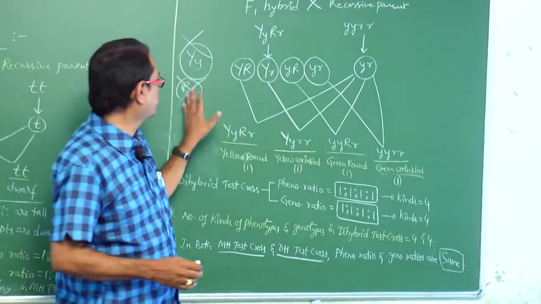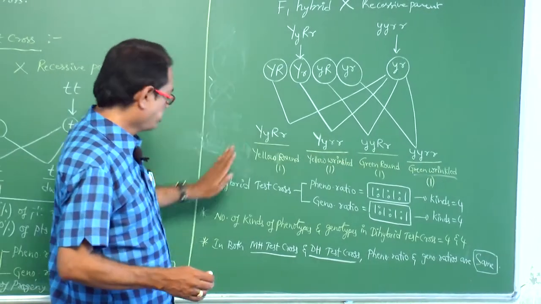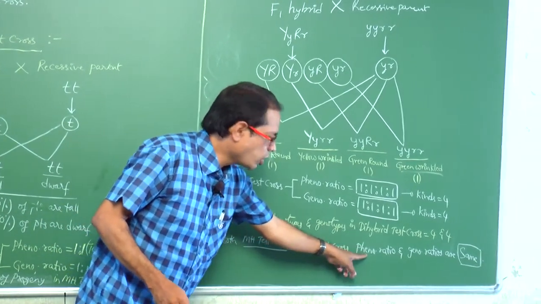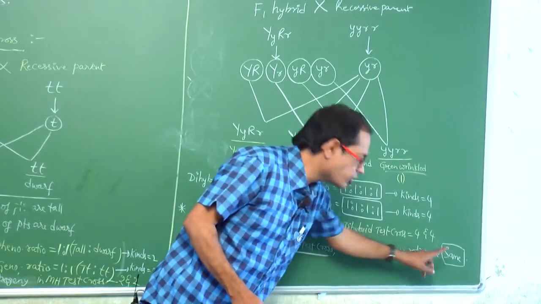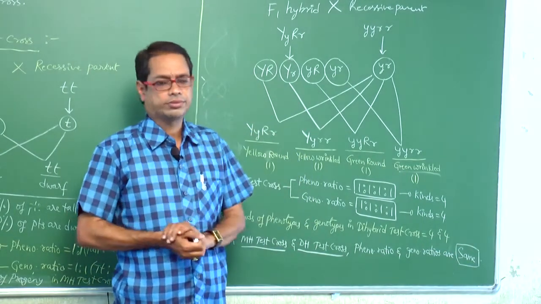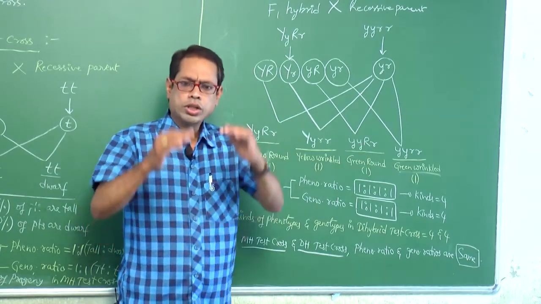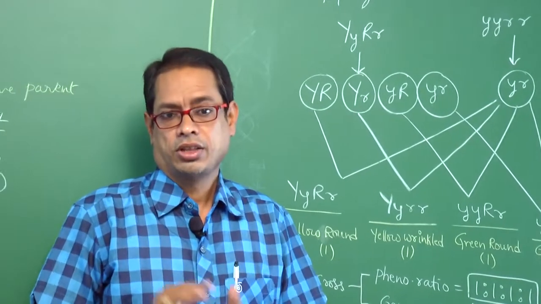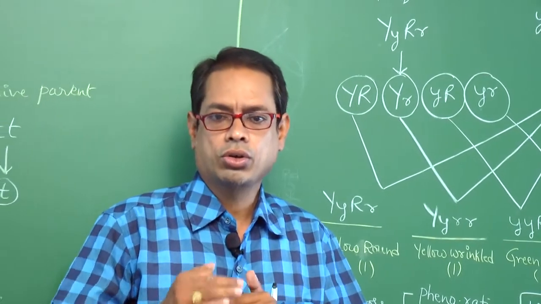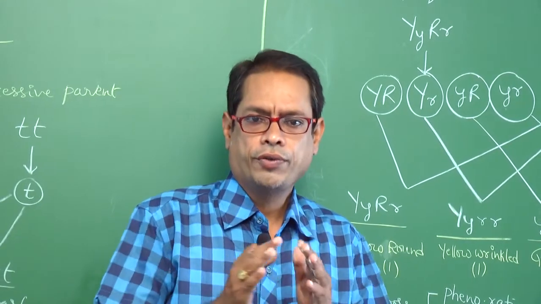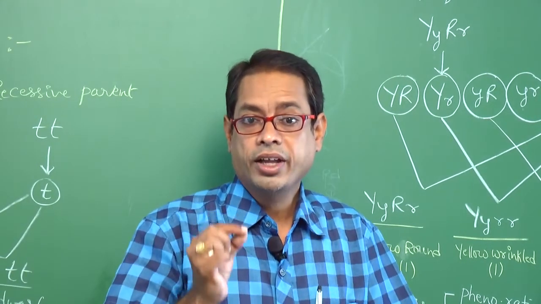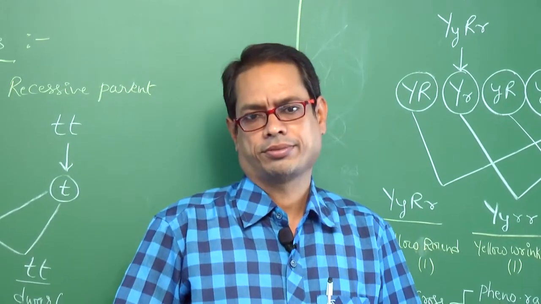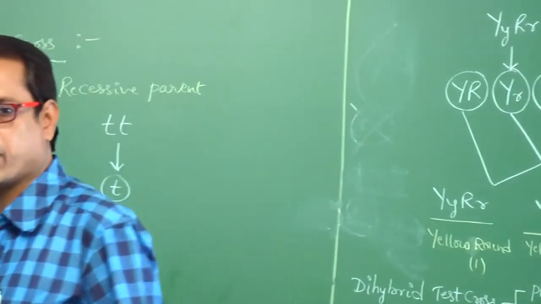Okay, are you understanding, my dear students? In both monohybrid test cross and dihybrid test cross, phenotypic ratio and genotypic ratio are the same. Please note down all these points in your notebook. Then only you will understand clearly. This is genetics, so we have to write down the notes. If you don't write down the notes, you may find it difficult. So please note down all these points, my dear students.